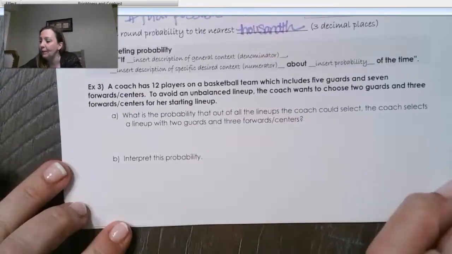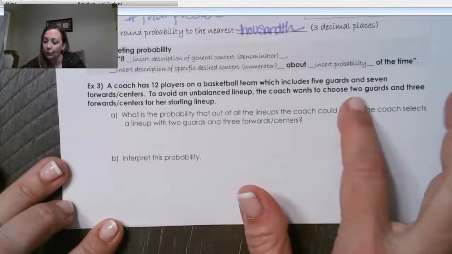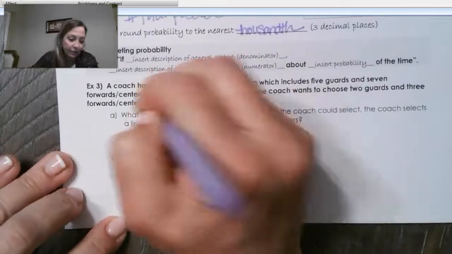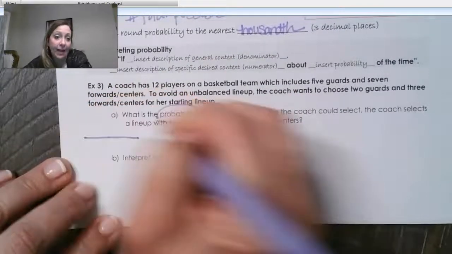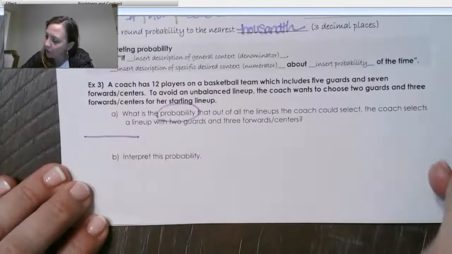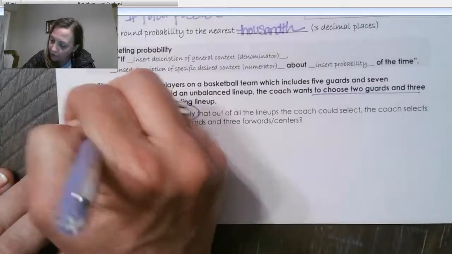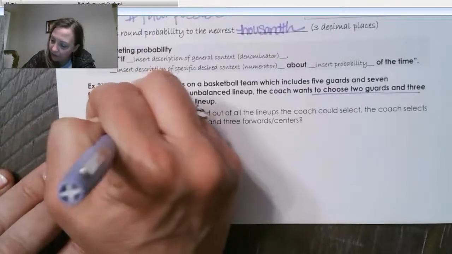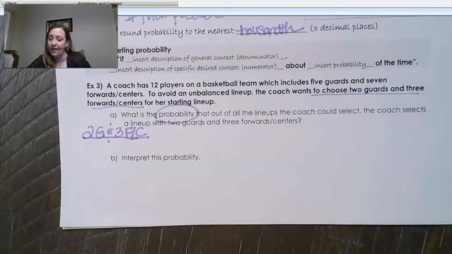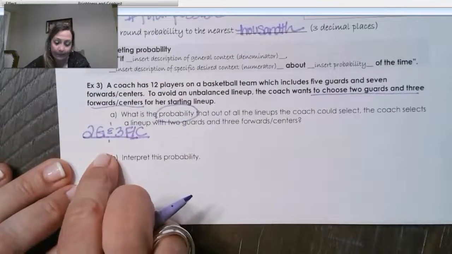Now, we've dealt with this question before. What we did before is that we found the number of ways that the coach could create a lineup with 2 guards and 3 forward centers. Well, now we're dealing with this idea of probability, and so this means that we're going to have a fraction. What we want is she wants 2 guards and 3 forward centers. That's our desired amount. That's what we're going to focus on finding. But for probability, we want to divide that by all the possibilities.